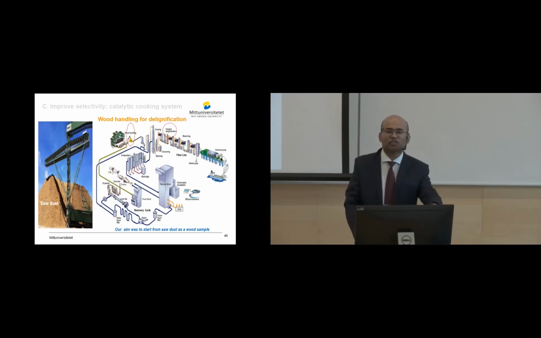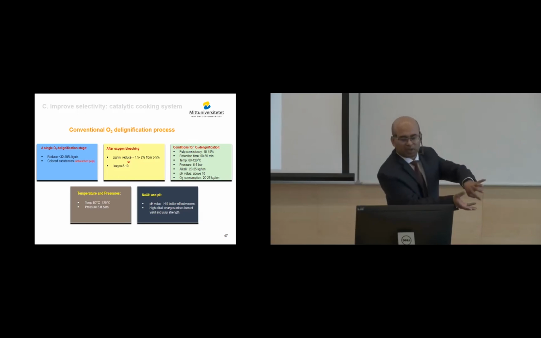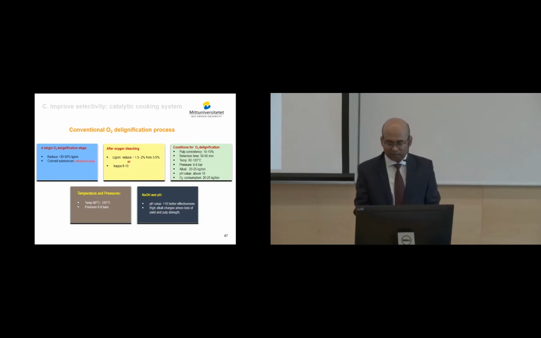Our aim is to start from sawdust because that is our focus, but next our target is to use wood chips. I will not repeat this again because we already said oxygen delignification reduces lignin by 30 to 50%, and also reduces kappa by 8 to 10. But the main thing is the temperature and pressure: for oxygen delignification we use 80 to 120 degrees, pressure of 6 to 8 bar, and pH better than 10, more than 10. So that's the concept. Can we integrate it the same way, integrating this part to produce vanillin?